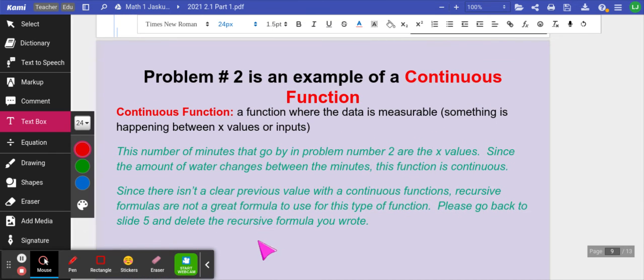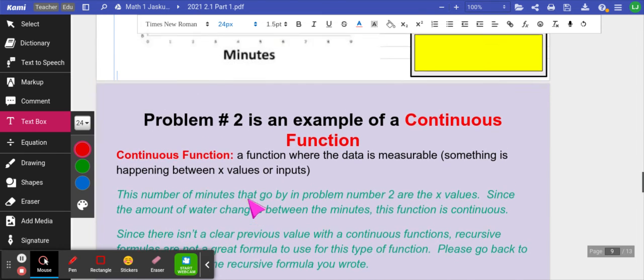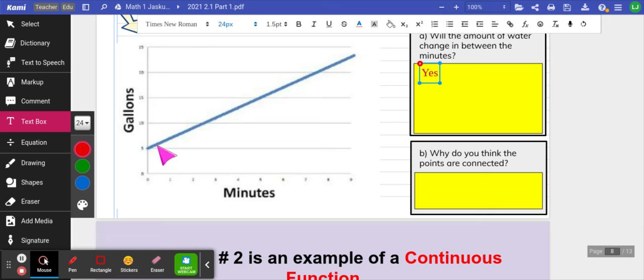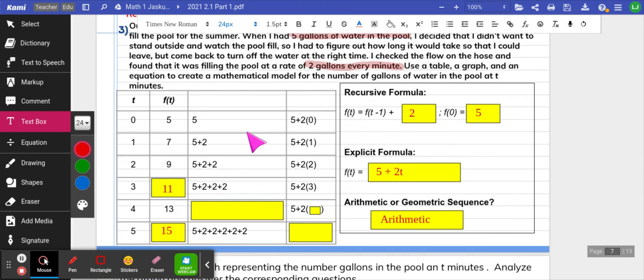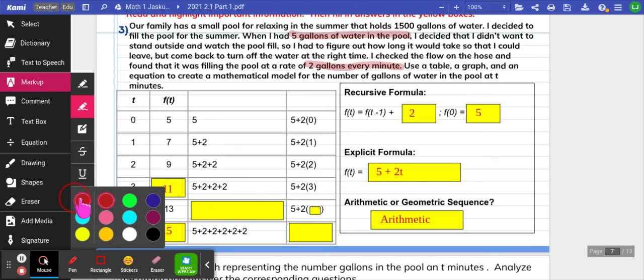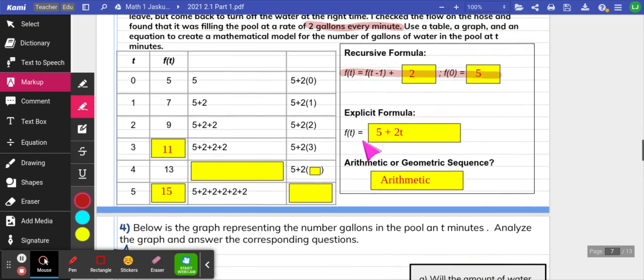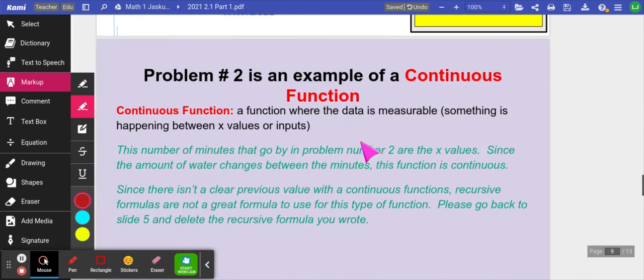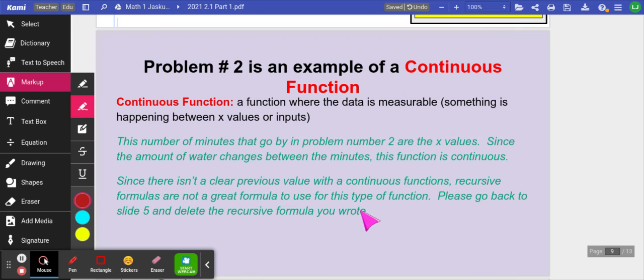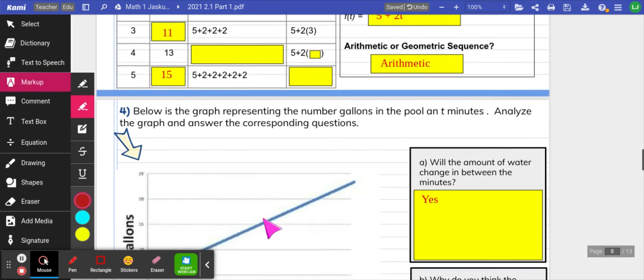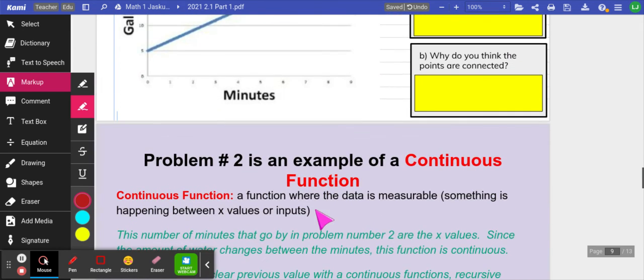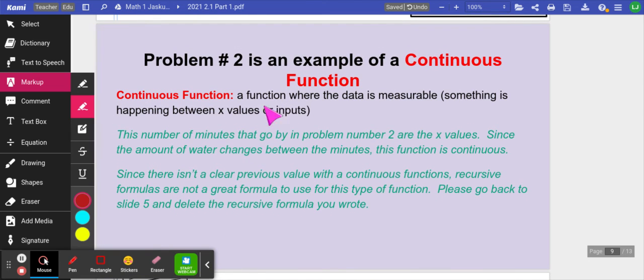Couple things about this. Since there's no clear previous value, because it keeps changing every millisecond in here, we can't really use a recursive formula. So we should actually take this away, because you have to take the previous and do something to it when you have a recursive formula. And also, we connect the points with a continuous function. So go ahead and pause the video and write this definition down.